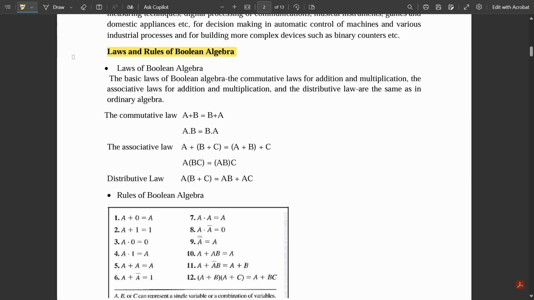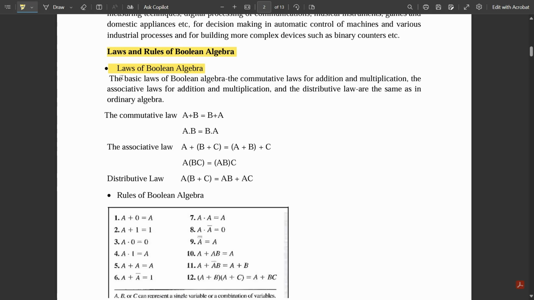First, let us see the laws of Boolean algebra. These are not new to you. These things were already discussed in your college, that is PUC, as well as in the first year second semester basic electronics. Once again, I'm just going to brush it up.